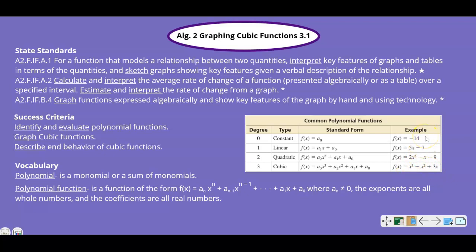So a constant function, no variable. Linear, x to the first power is your highest degree. Quadratic function, x squared is your highest degree. Cubic function, x to the third power is your highest degree. All of these are considered polynomials. So even though these are all polynomials, we do have special names for them depending on what their degree is.